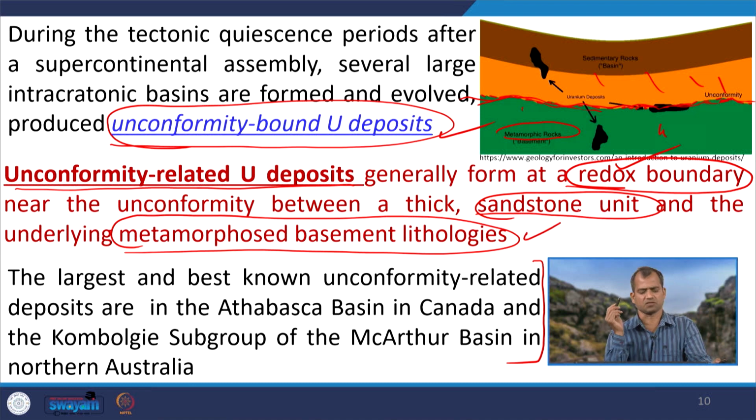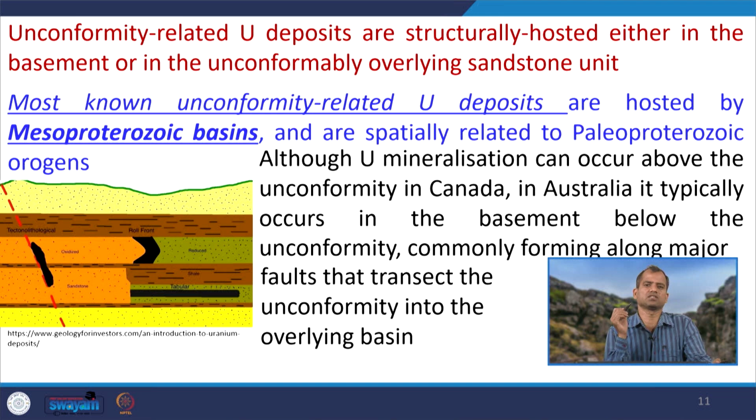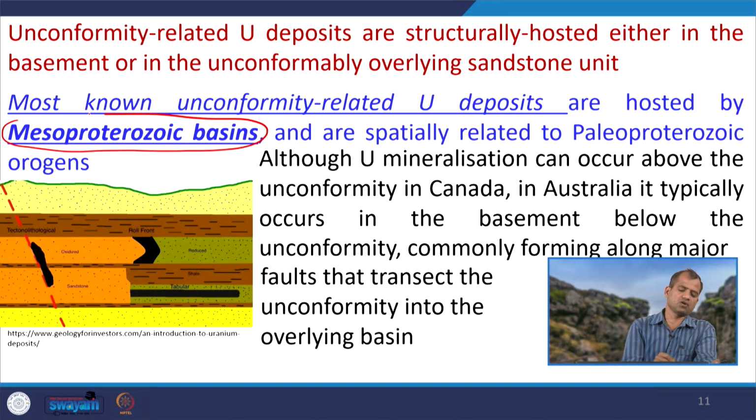Unconformity related uranium deposits are structurally hosted either in the basement or in the unconformity overlying sandstone unit. And most known unconformity related uranium deposits are hosted by Mesoproterozoic basins. So, here the timing is required. Why is this Mesoproterozoic basin responsible for this uranium deposit? Because if you remember, we are talking about this oxidation reduction state. So, we need a reduced environment. That reducing environment is suitable for uranium deposit, particularly the unconformity bounded uranium deposit.